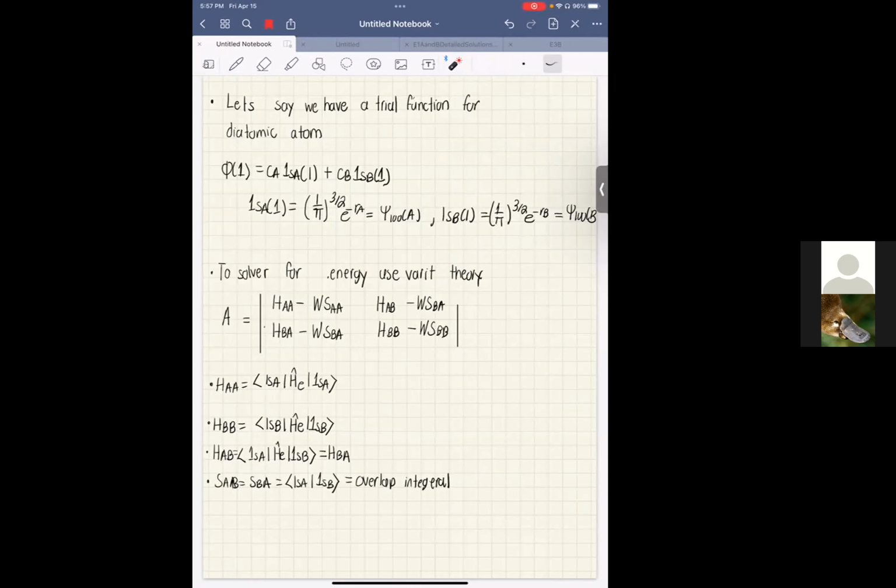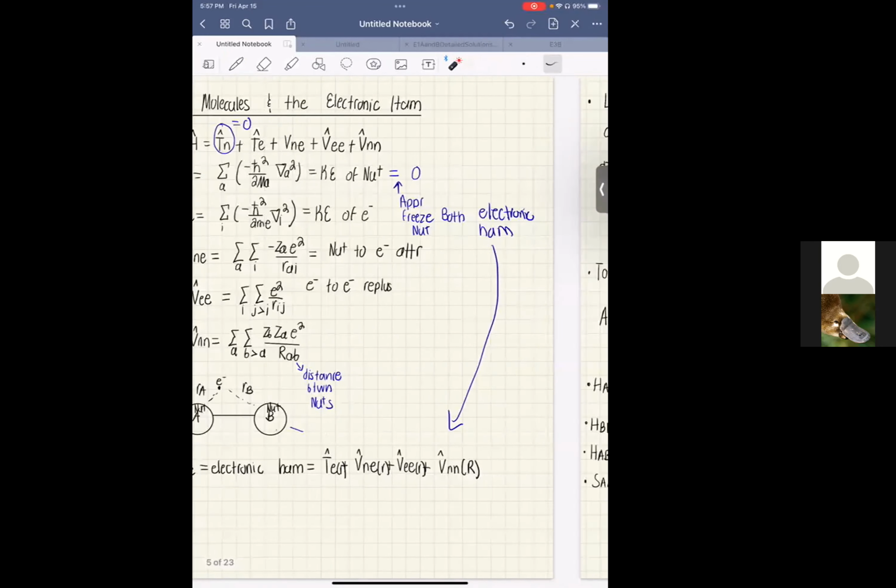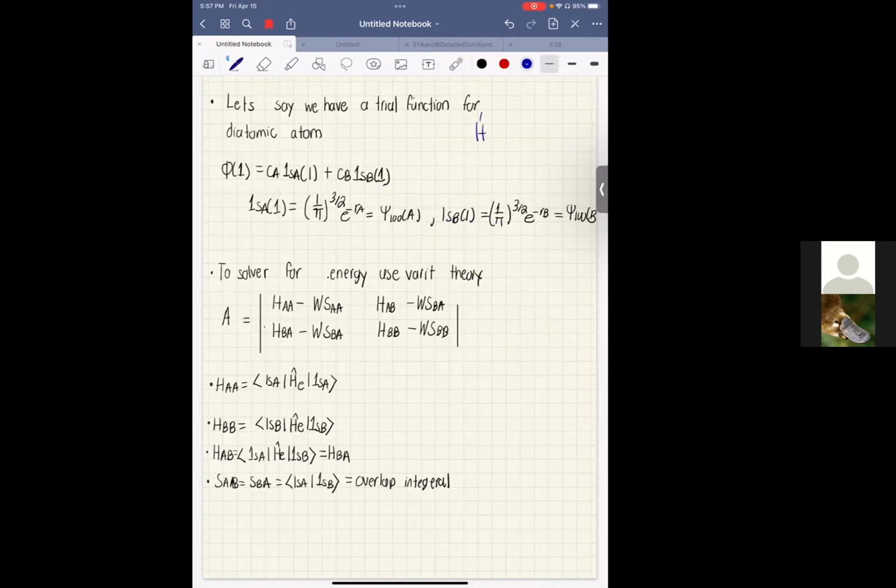Now, this is just an example in lecture of how they were able to solve for the wave function. By solving this, we can find out what the energy is. And by applying it to some trial functions, these here, we found that we can solve for the energy. H_AA is just the energy of the 1s electron, and H_BB is just 1s_B.